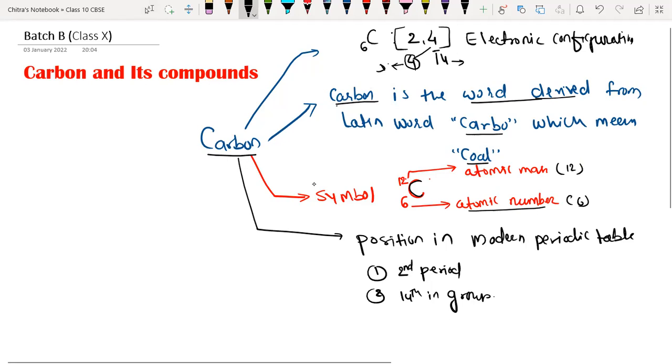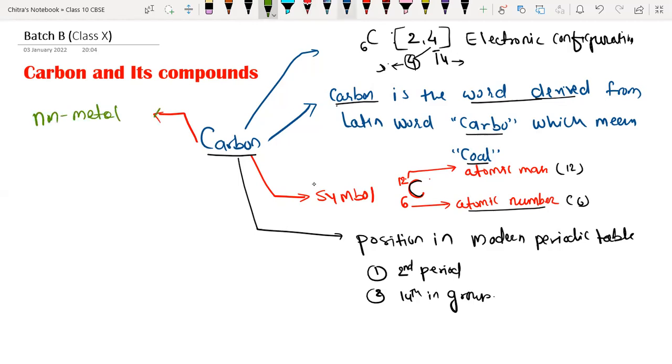The position of carbon in the modern periodic table is second period and 14th group, because the modern periodic table is divided into groups as well as periods. Like if we describe any position on earth, we describe it in longitude and latitude, right? So in the modern periodic table, we describe the actual position by period and group. In period it is second and in group it is 14th. Very important, you have to remember all these things. Next, type of element: carbon is a non-metal.